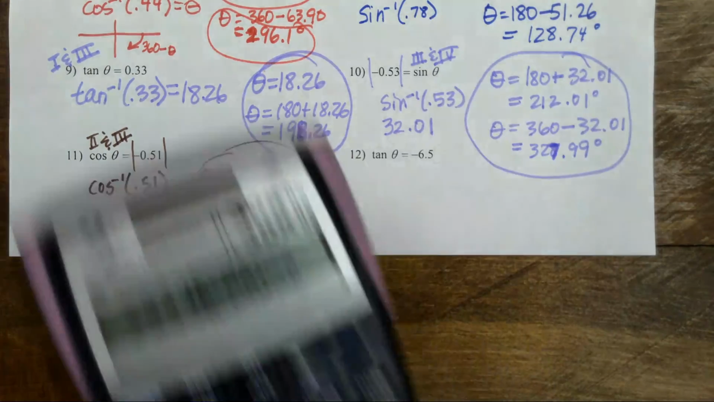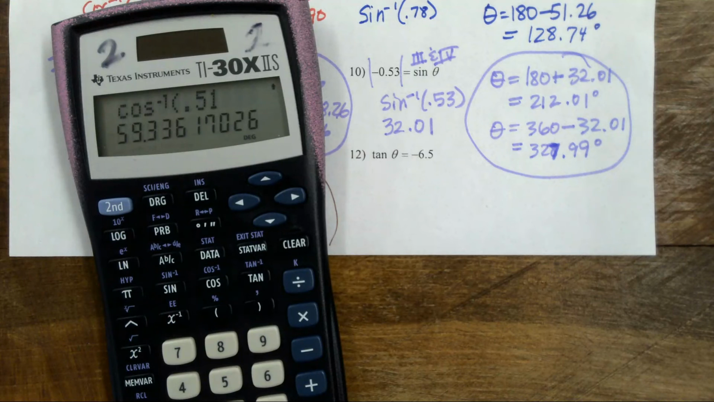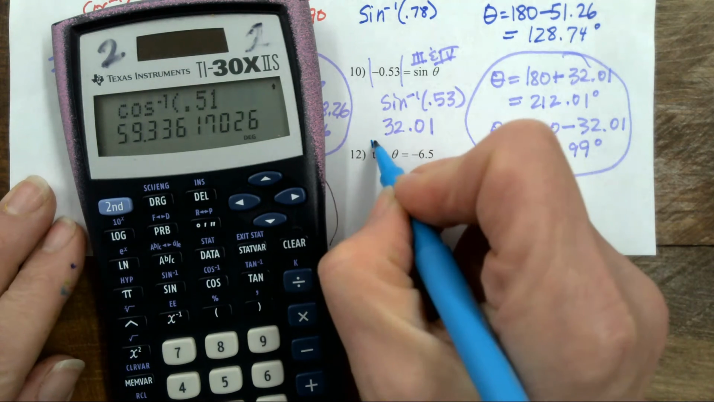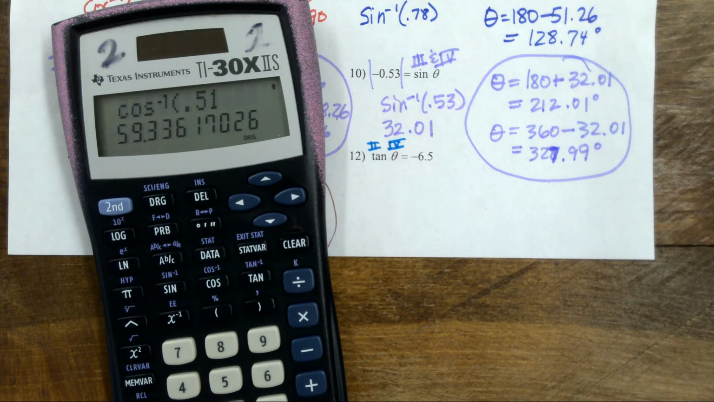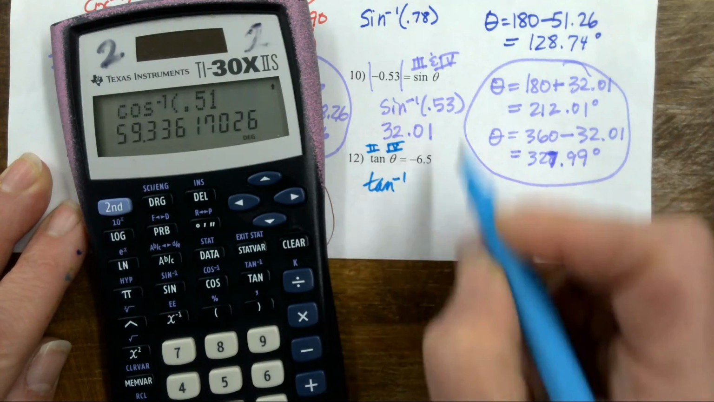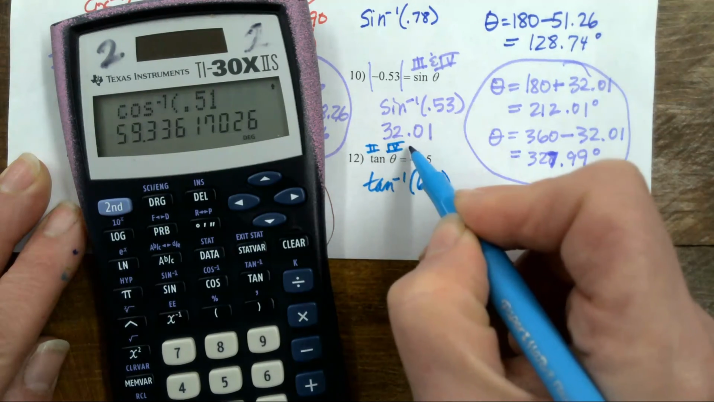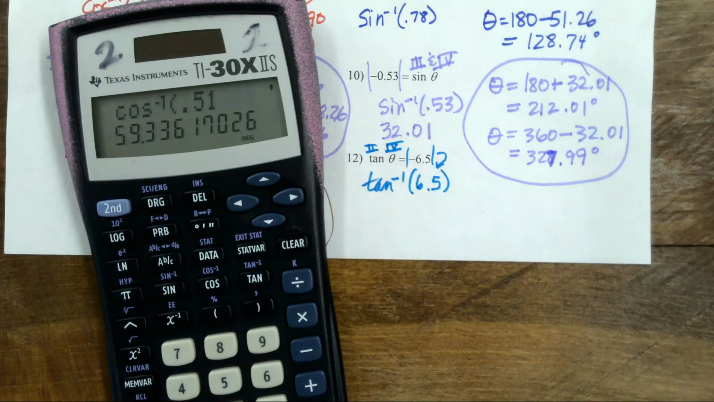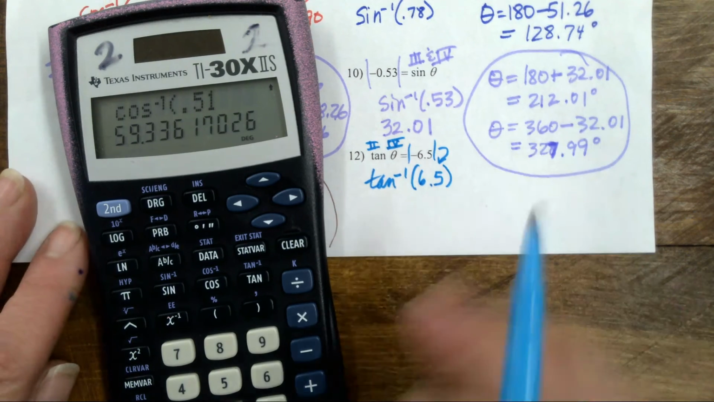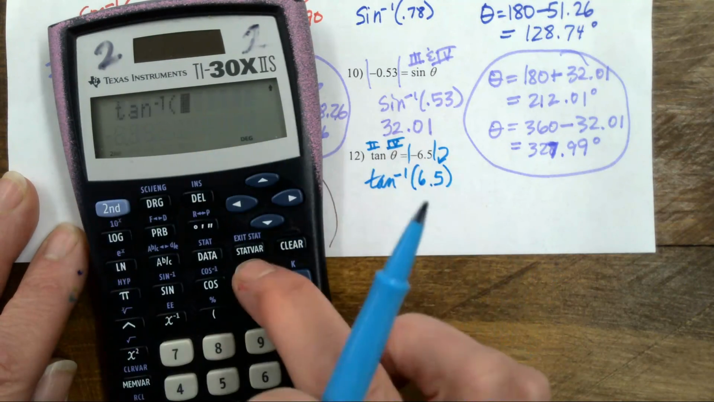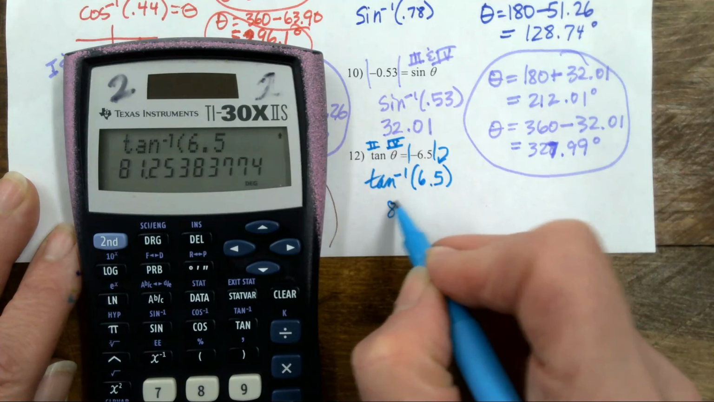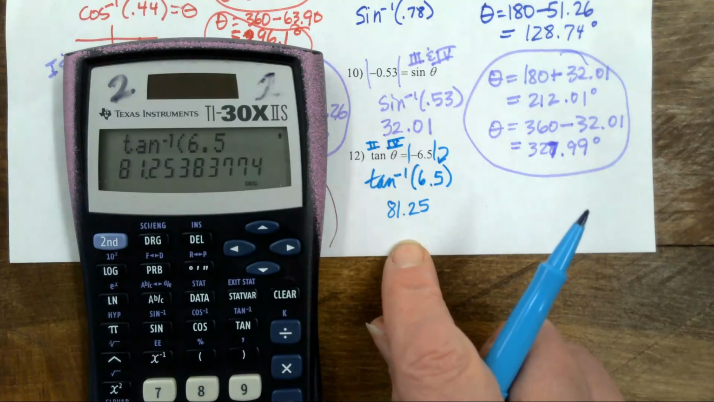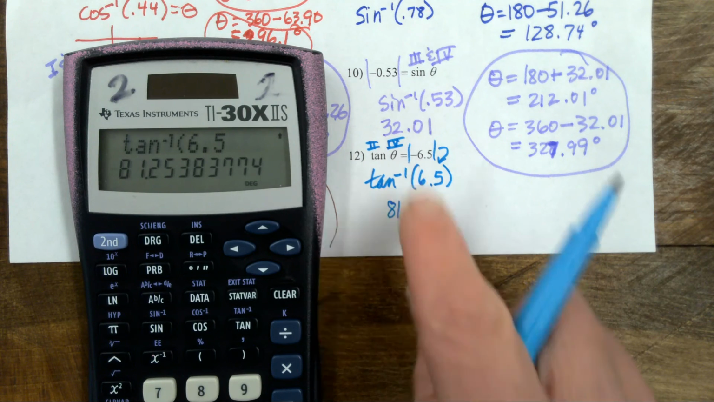All right, let's do our last one. Talk me through it. Can somebody tell me what quadrants I'm interested in? Second and fourth. Why? Because that's when the tangent is negative. What am I going to plug in? Tan inverse of positive 6.5. I'll take the absolute value of that so I can get the first quadrant angle and I can work around the calculator. So tan inverse 6.5, 81.25. I call this my reference angle.